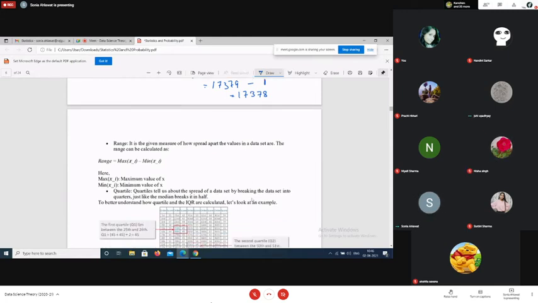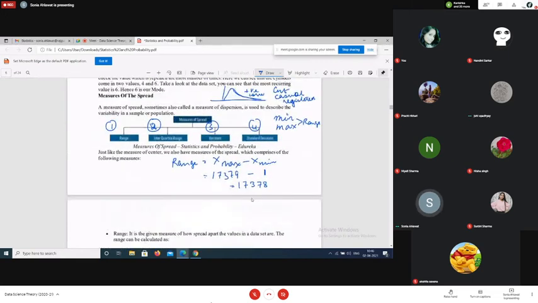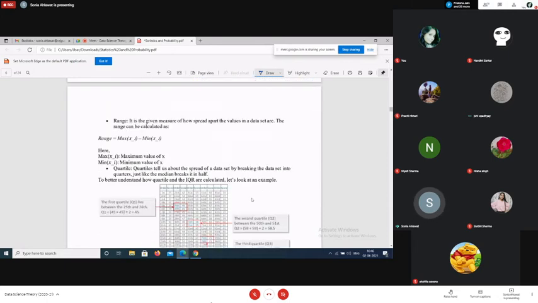After this, the second term is interquartile range. Can anyone tell me what is interquartile range? What is a quartile? It is very easy. When we distribute data into 4 parts. Data into 4 parts. Which 4 parts? Who will tell me how I make them?